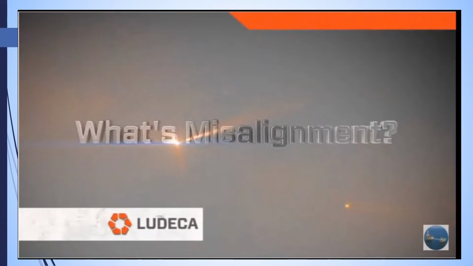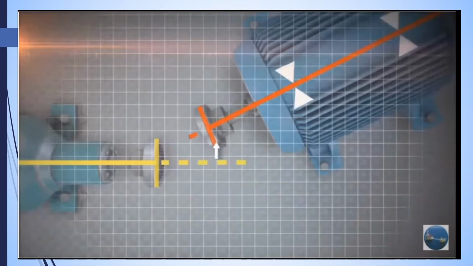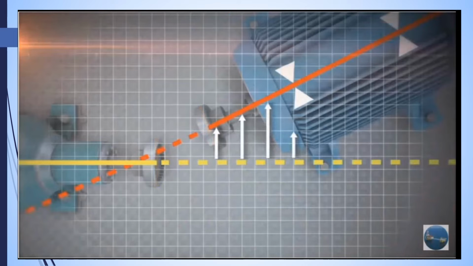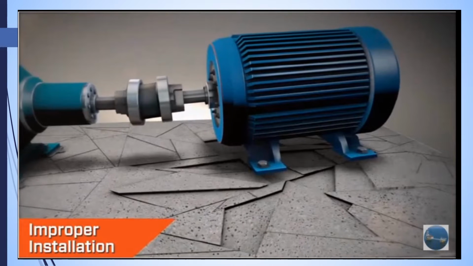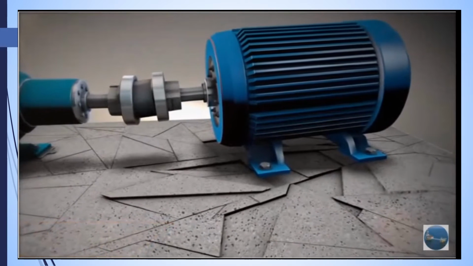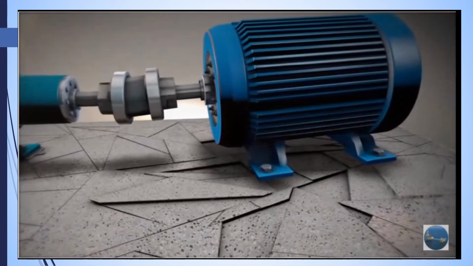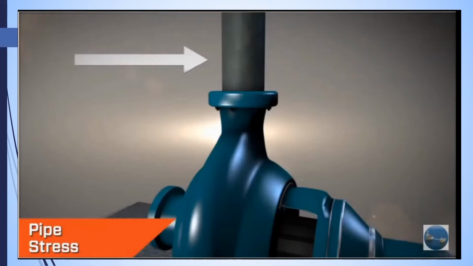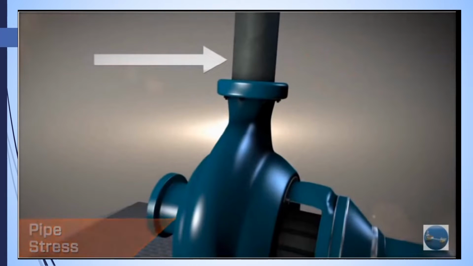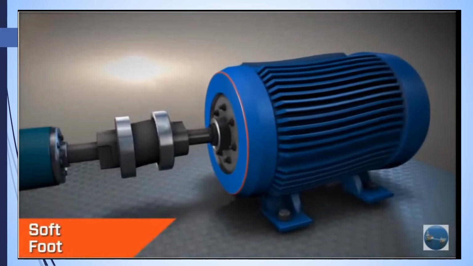What is misalignment? Misalignment means you have too much offset and angularity between two shaft center lines of rotation. What can cause machine misalignment? Improper installation, foundation issues, failing to account for thermal growth, pipe stress, load stresses, soft foot or machine frame distortion.